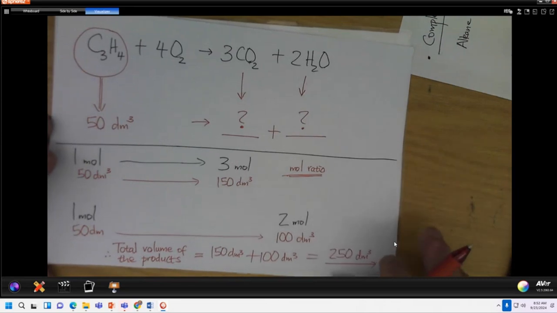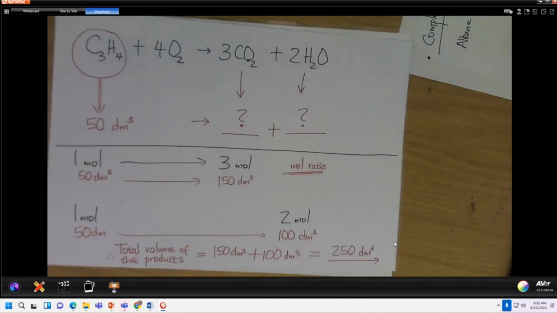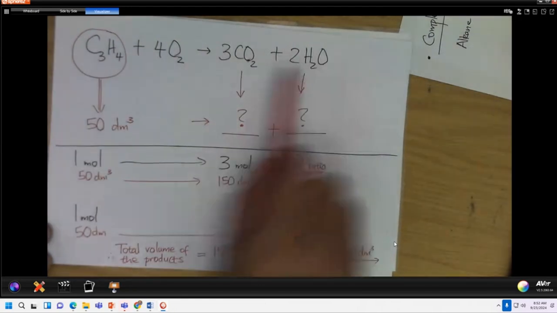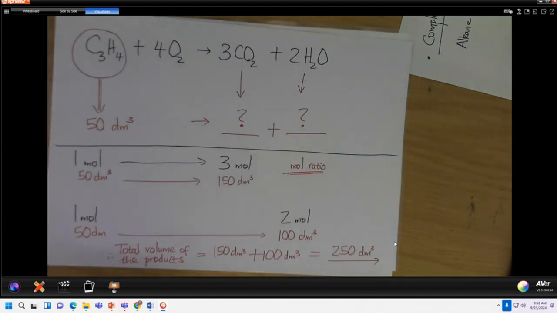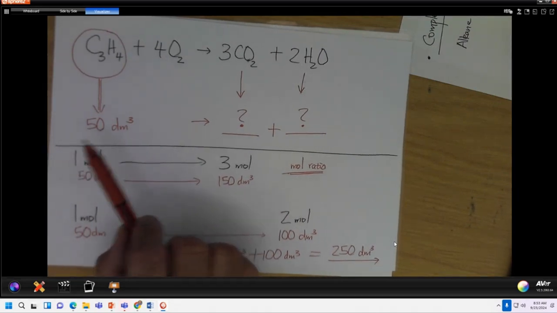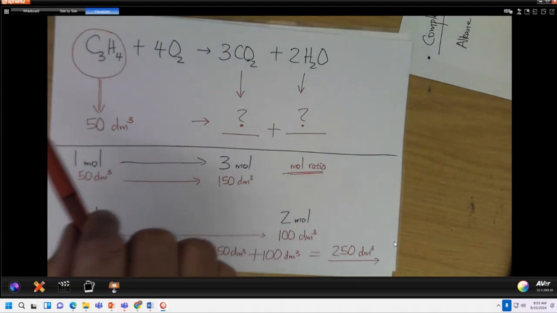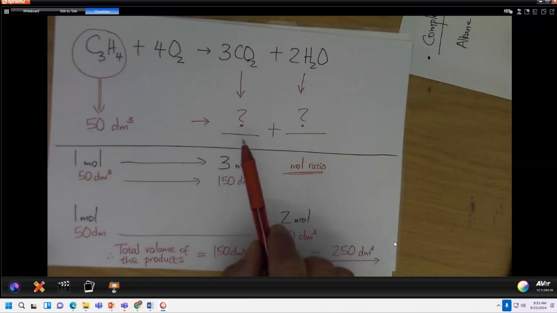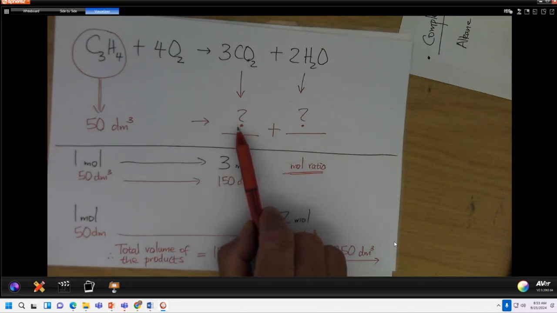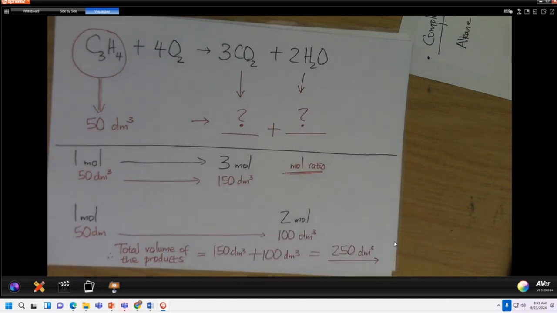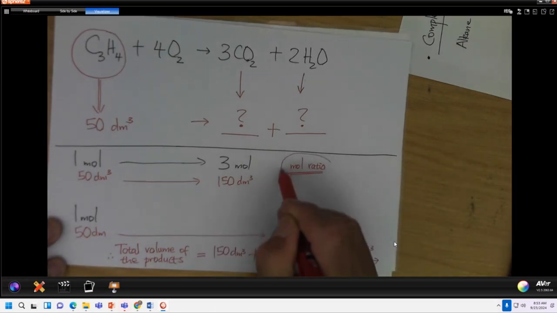Very, very important. Very briefly, let me just go through this again. Once again, you write out your balanced equation. Then you also put down what you are given from the question. They say, look, 50 cubic decimeters of propyne is given, and they want us to find what is the volume of carbon dioxide? What is the volume of water? These are the products.